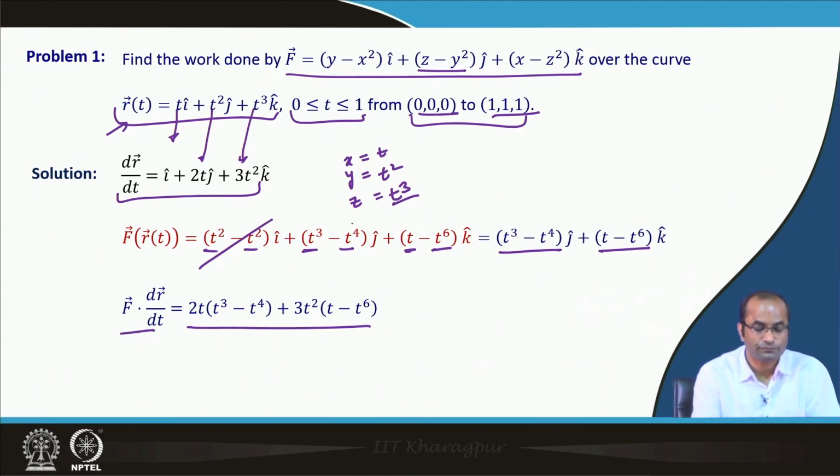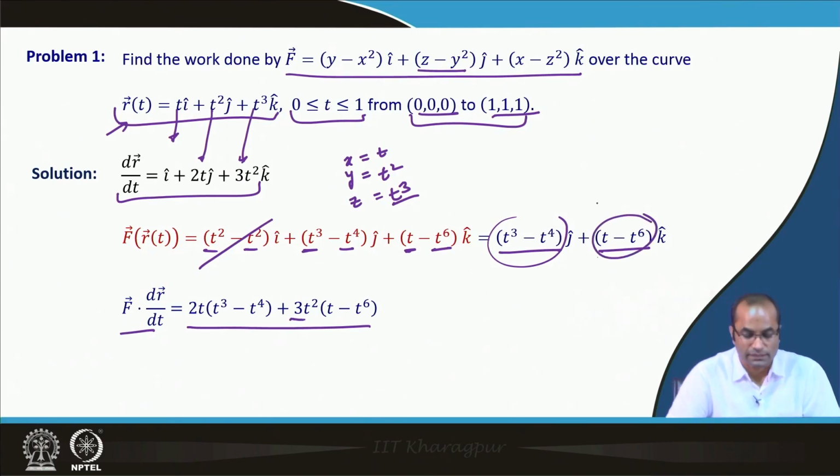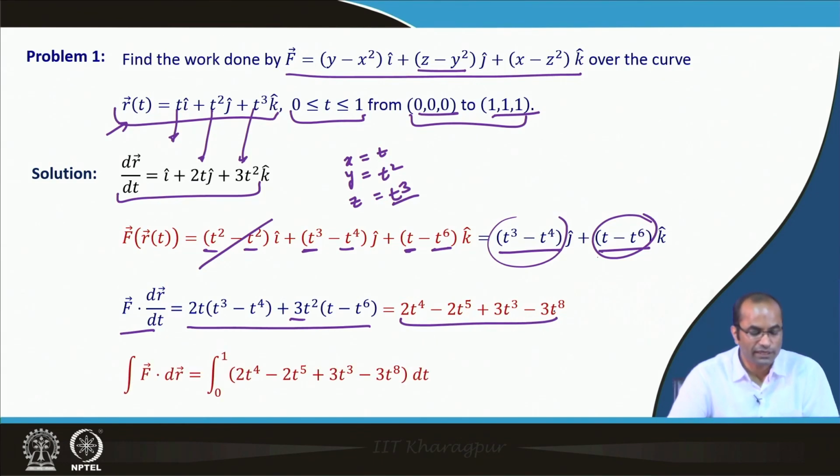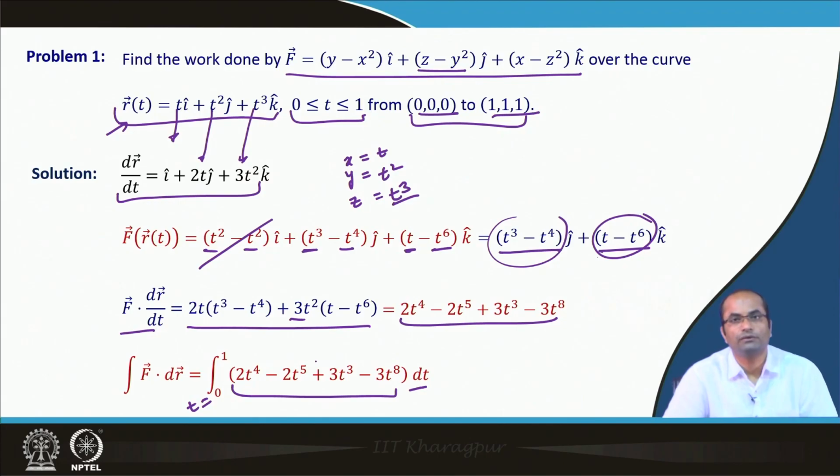2t. So, 2t, the j-th component here will be multiplied by this one, t square minus t 4, and 3t square will be multiplied by t minus t 6, which can be simplified, and we get this simple expression in terms of t for F dot dr by dt. Now, we can integrate. So, F dot dr, the limit for t goes from 0 to 1, and this is F dot dr by dt dt, and we can integrate this simple integration; the value will be coming 29 by 60.